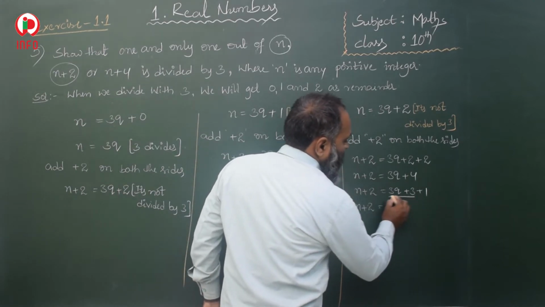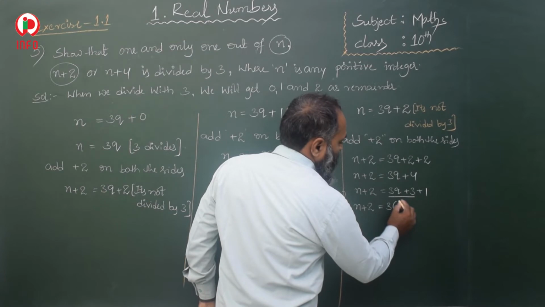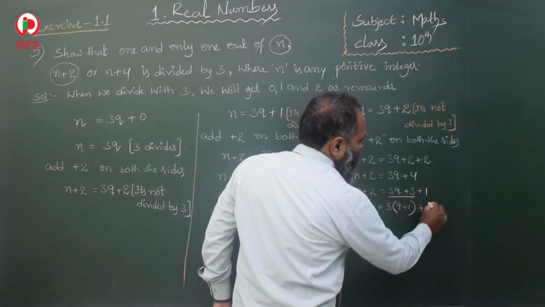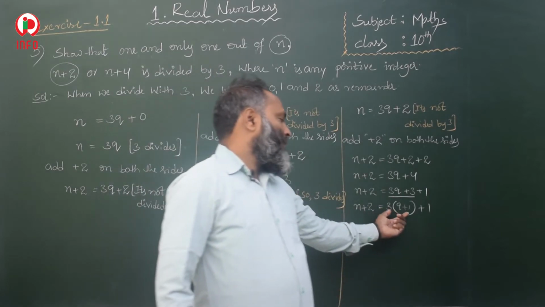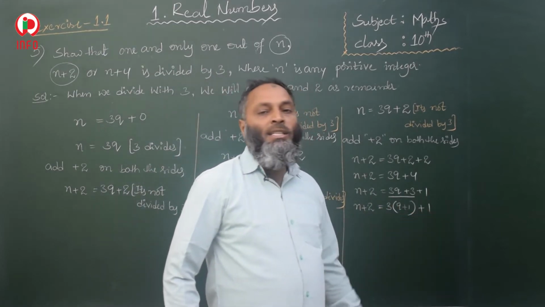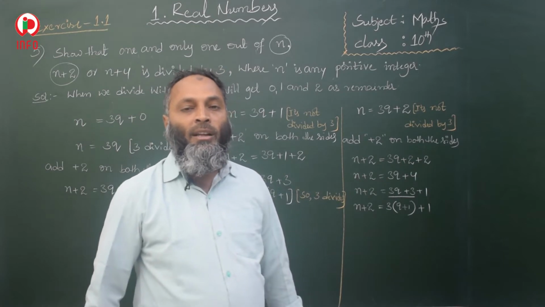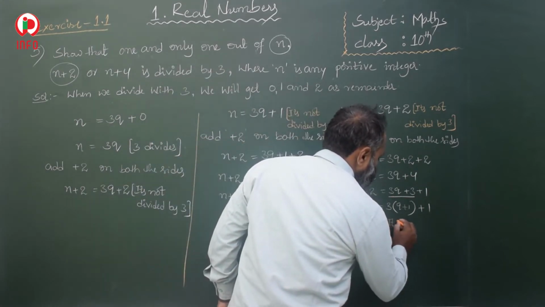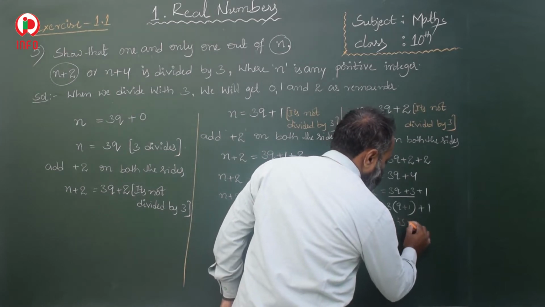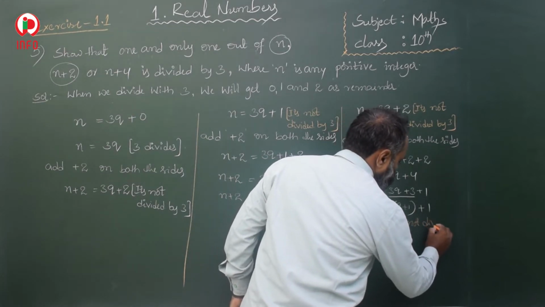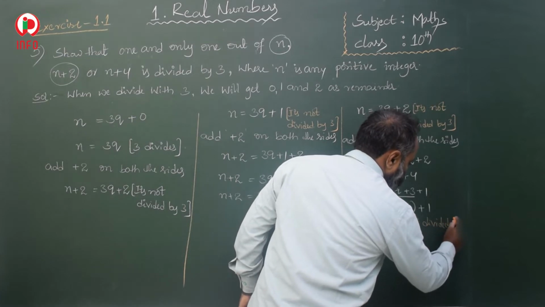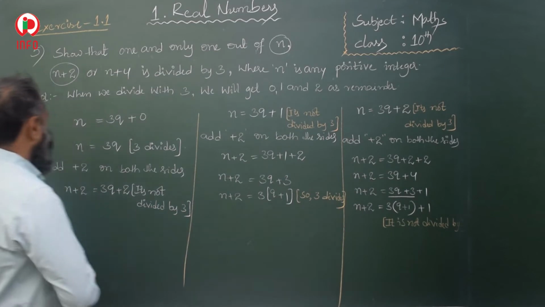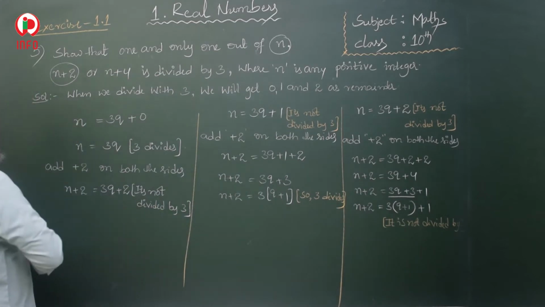In these two, 3 is common. If 3 is common, then what is left is q plus 1, and this plus 1 as it is. So till here we have a multiple of 3 and plus 1 is there. It means plus 1 is a remainder, so it is not divided by 3.